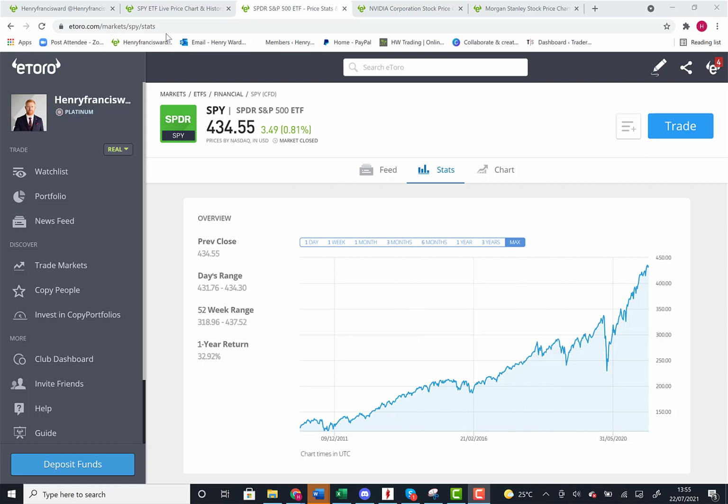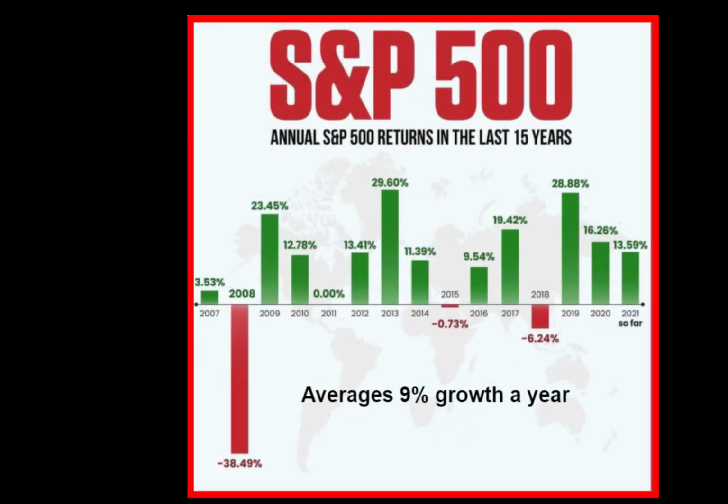Now, if we look back over the last 15 years, we've seen on the chart here that it goes up, it goes down, there's some negative, there's some plus. But the idea of this is that it continues to grow. And if you look over the 15 years, it averages about 9%. Now, has your money grown 9% over the last 15 years in the bank? I very much doubt it. With inflation now, it means that your money in your bank account has probably depreciated.